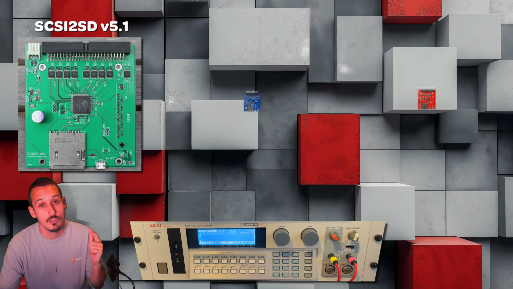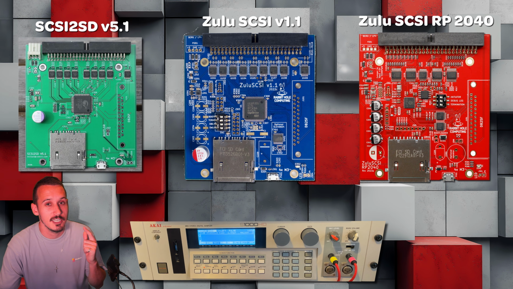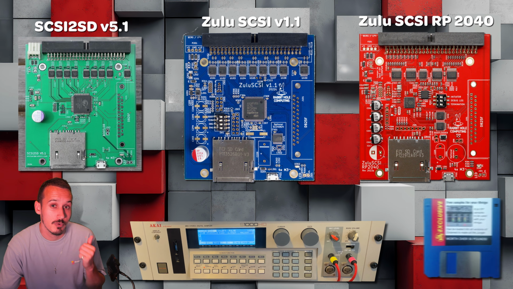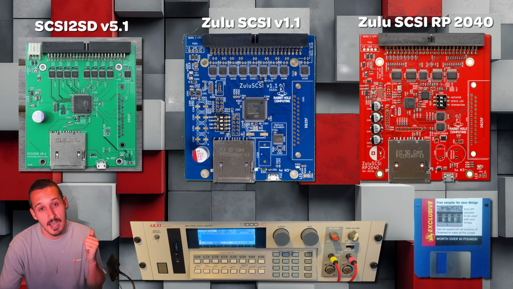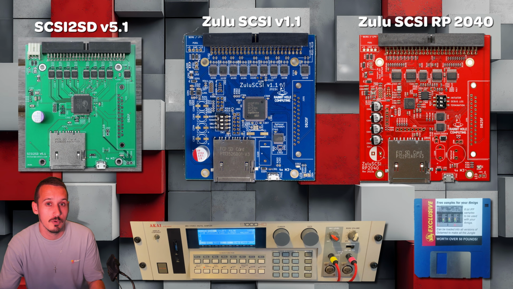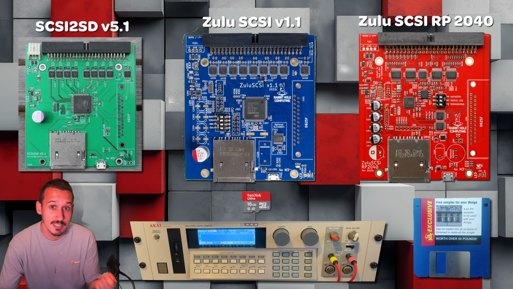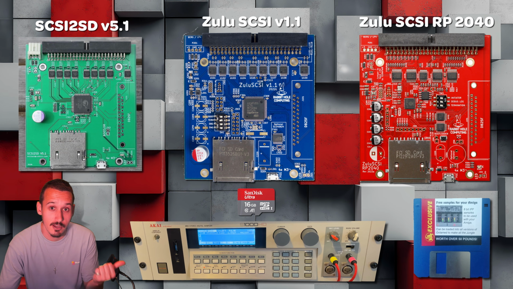One amazing piece of equipment that's been around for about 10 years or so now is the SCSI to SD, or the newer ZULU SCSI. Now, these essentially replace the floppy drives that were in these old hardware samplers and let you load all your samples and save onto an SD card, which the sampler, or in this case the Akai, can read.